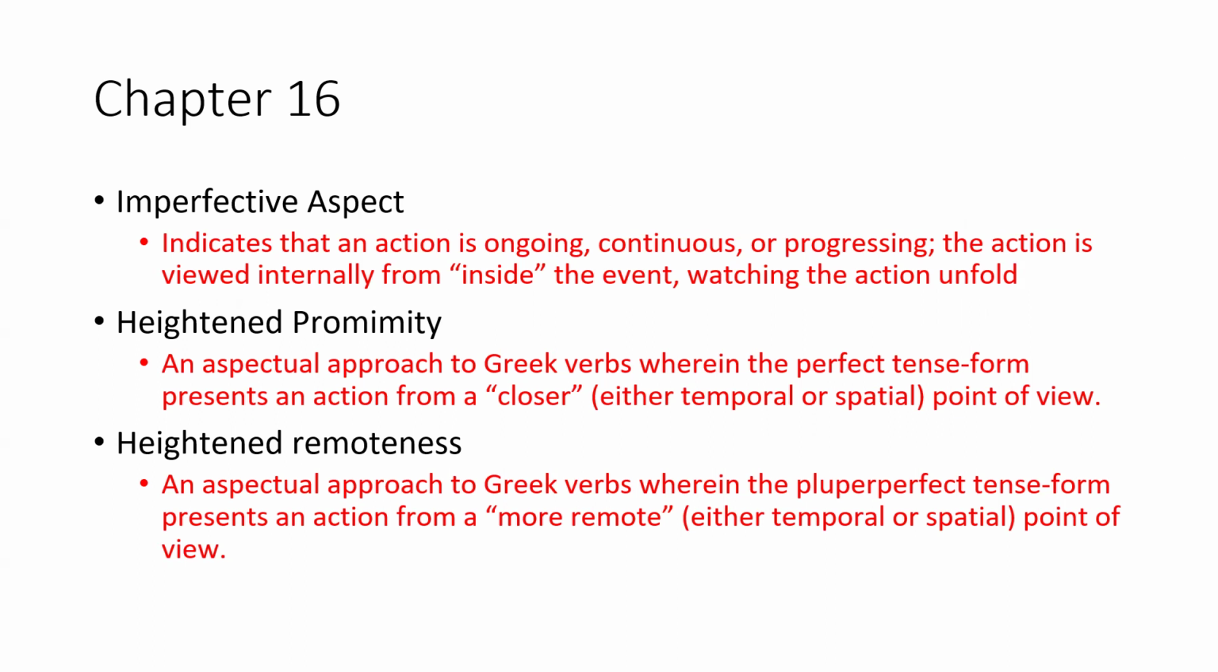Heightened proximity, there's a typo there, is an aspectual approach to Greek verbs wherein the perfect tense form presents an action from a closer, either temporal or spatial point of view. So you've got imperfective aspect and heightened proximity with the perfect tense form. Heightened remoteness is an aspectual approach to Greek verbs wherein the pluperfect tense form presents an action from a more remote, either temporal or spatial point of view. So the pluperfect is also imperfective in its aspect, but it's got heightened remoteness instead of heightened proximity.